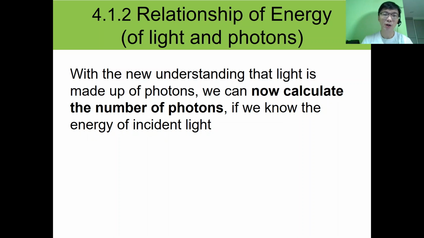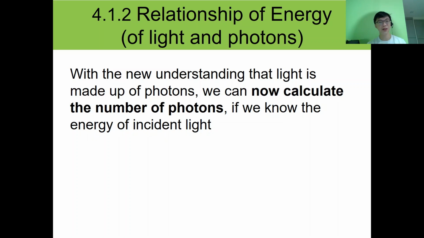Next, let me talk about the relationship of energy of light and photons. With the understanding that light is now made of photons, we can actually calculate the number of photons. Isn't that cool? If I look at light and say this light has a certain amount of energy, I can calculate how many photons there are in space. Just for fun, make a guess. You look at the light bulb now and ask how many photons there are: 100, 1,000, a million? Well, the close answer would be billions and billions of them.